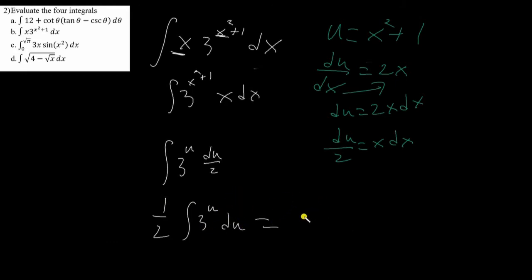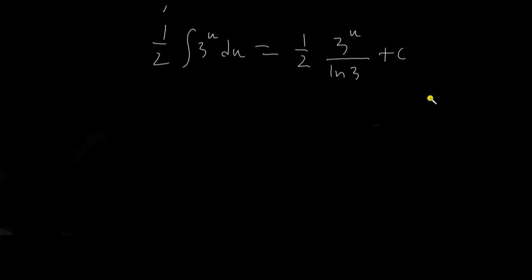It's going to be 1/2 times 3 to the u over the natural log of the base, so natural log of 3. I'm going to write the plus c. And then this is 3 to the u. I'll just put the two fractions together.